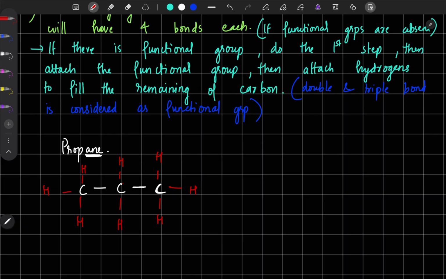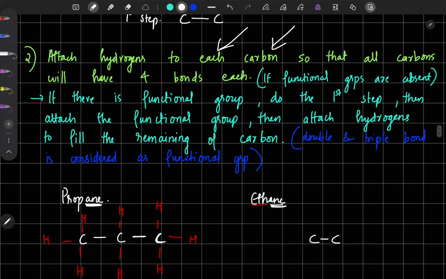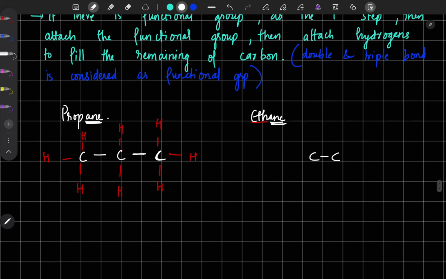It's easy, right? Now let us try another compound, ethane. What is eth? Eth means 2, right? So what you can do? Attach 2 carbon atoms like this. It is ANE, so that means there is no functional group present. You can directly do this step. So attach hydrogens. This carbon is having 1 bond now. Attach 3 hydrogens, then you will have 4 bonds for this carbon. Attach 3 hydrogens for this one also. Then it will also have 4 bonds.